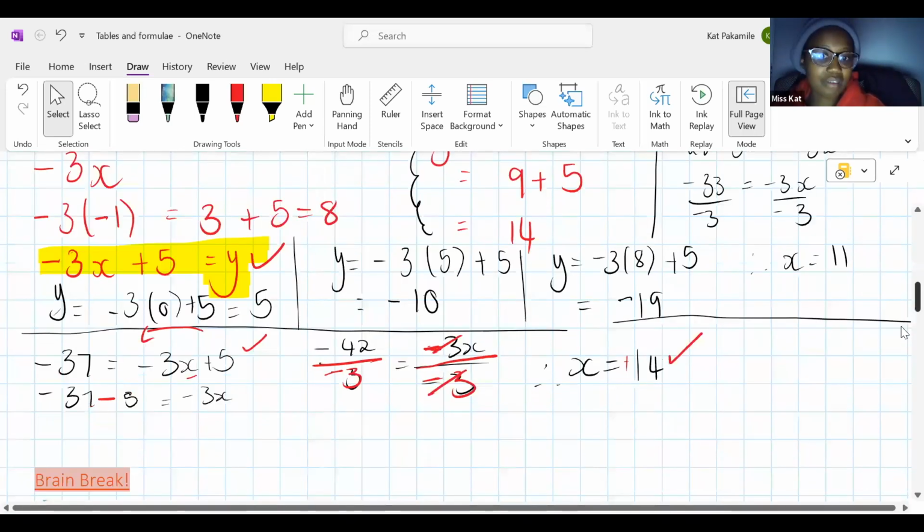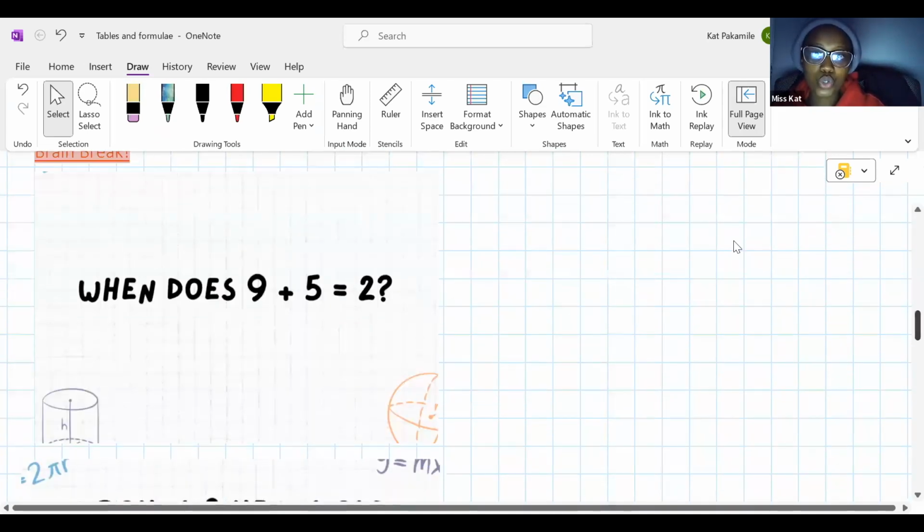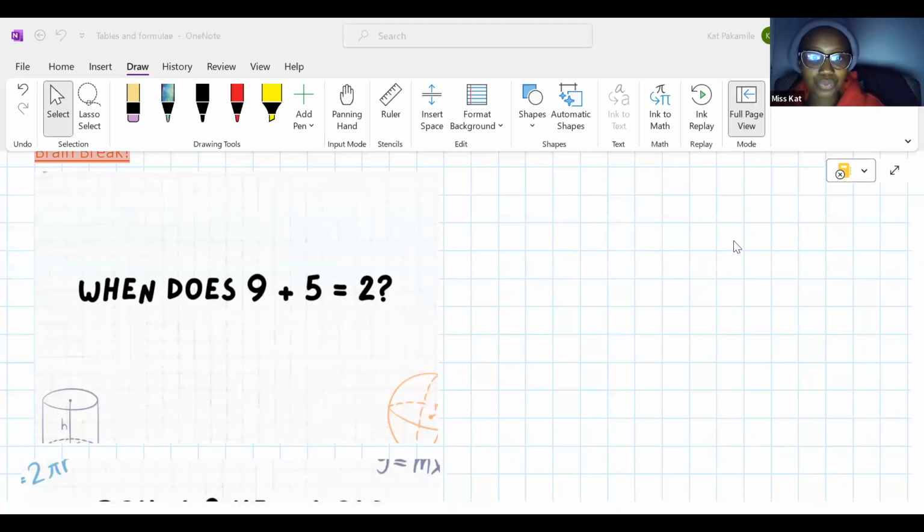And it's time for our brain break. When does 9 plus 5 equal 2? Let's hear. When does 9 plus 5 equal 2? Kuliso, your hand just went up, so I'm guessing you know the answer. Let's hear what Kuliso has to say.